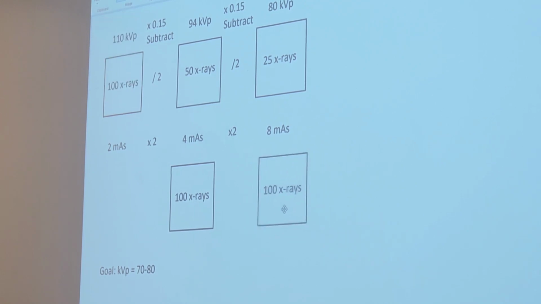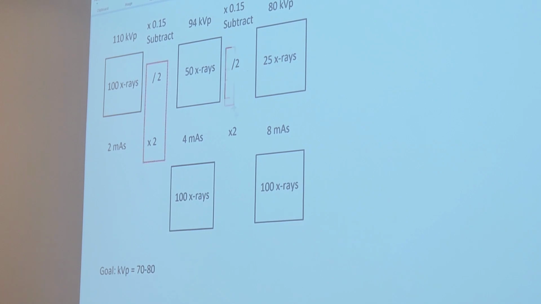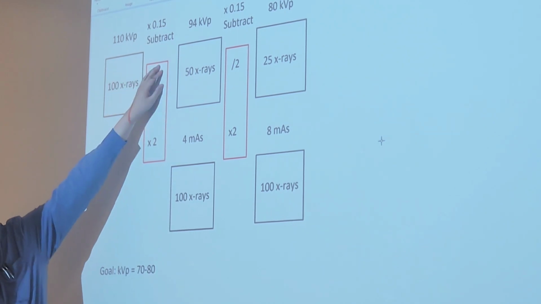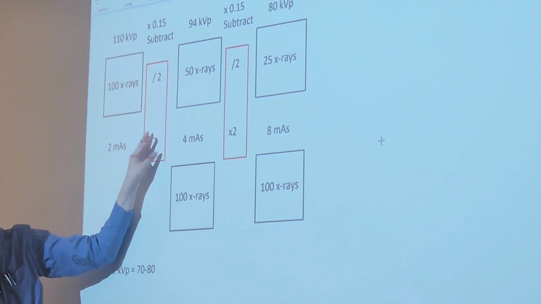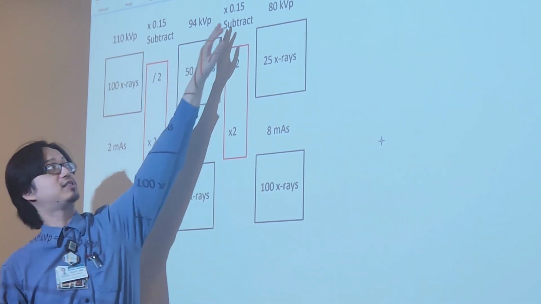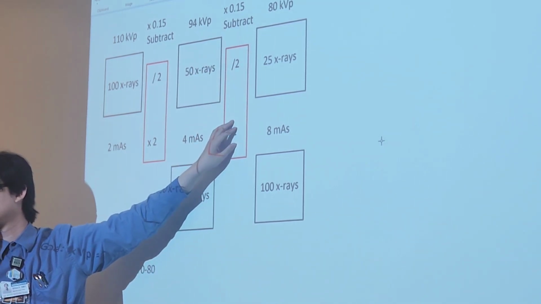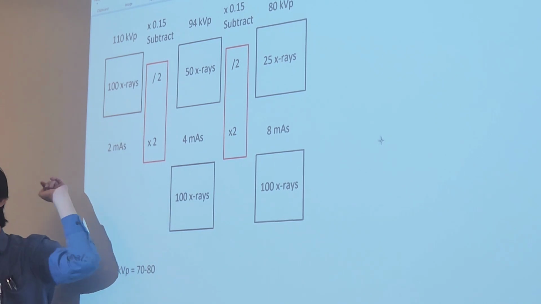So, if we're just reversing every change we made, right? You made a change here, you did something to the number of x-rays, you reverse it using the mass. You made a change here, you did something to the exposure, you reversed it using the mass. Right? So, yes, Jay.